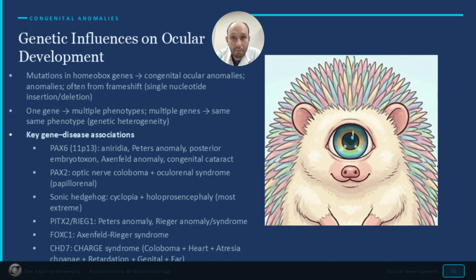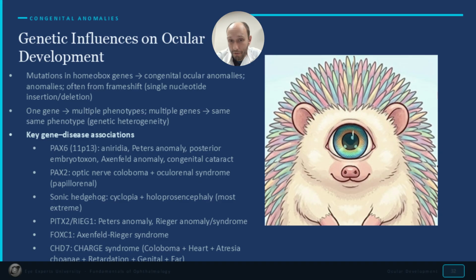Now, remember how we talked about the gene mutations can cause different eye problems? So these are the genes that are very relevant to eye development and are very, very testable. So PAX6 is the one that causes aniridia, Peters anomaly, and Axenfeld-Rieger, so anterior segment dysgenesis. PAX2 causes a coloboma. Sonic the Hedgehog, as you can remember this creepy hedgehog, causes cyclopia and prosencephaly.